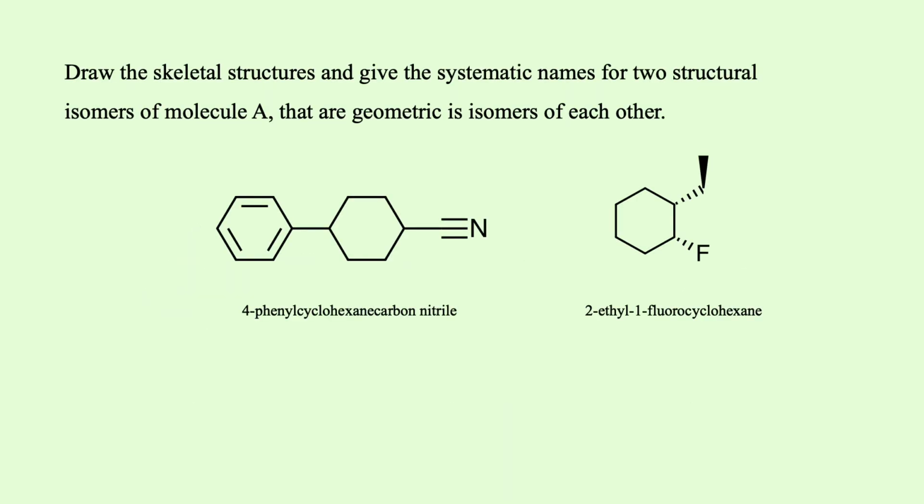Going into part C of this question, it asks what is the skeletal structure and give the systematic names for the two structural isomers of the molecule A that are also geometric isomers of each other.